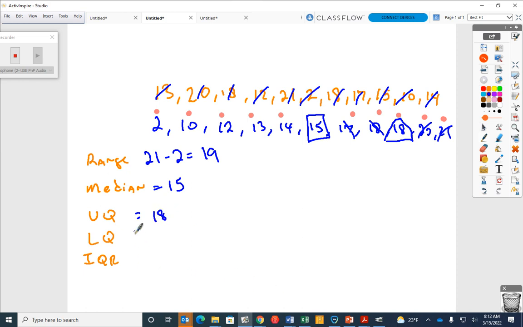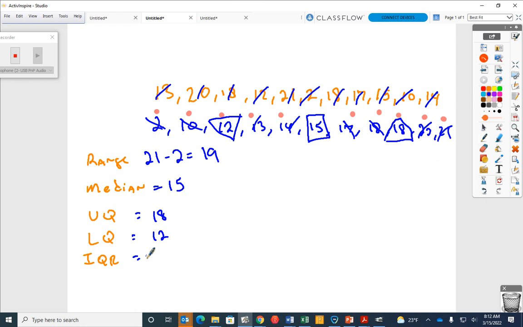So what do you think I'm going to do for the lower quartile? The same thing. I'm going to find the median of everything to the left, or lower than the median. Okay. So I'm going to go here, here, here, here, and my triangle is going to go downwards because it's the lower quartile. So what's my lower quartile? 12.